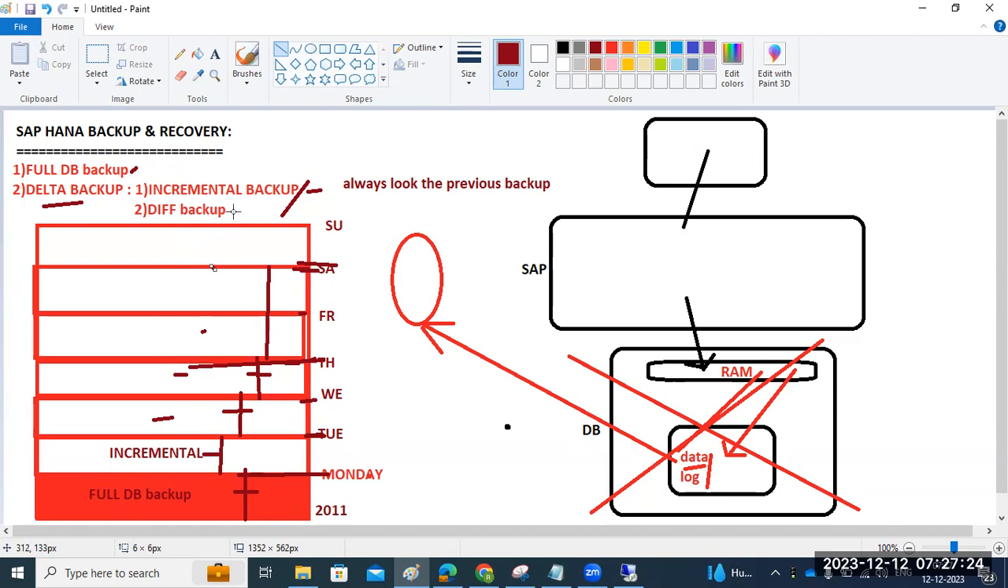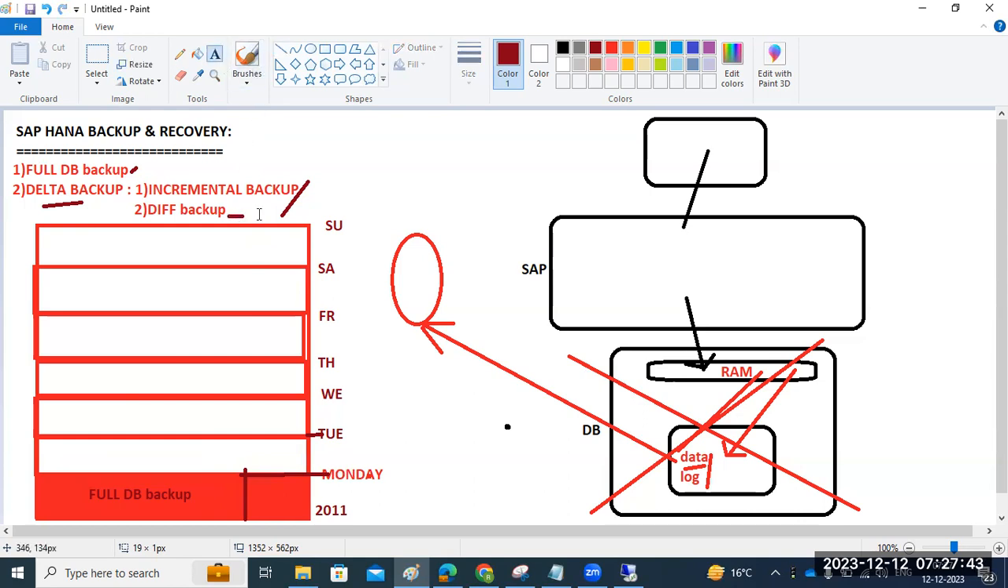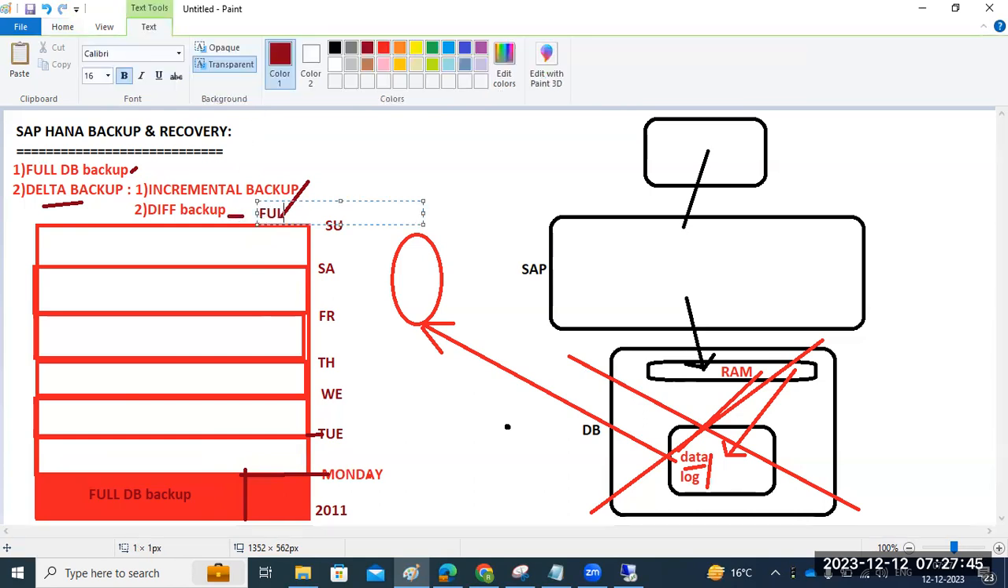Okay, so let's talk about the differential backup here. This is a very confusing topic. Differential backup always looks at the full database backup. It always looks at when the full DB backup was completed.